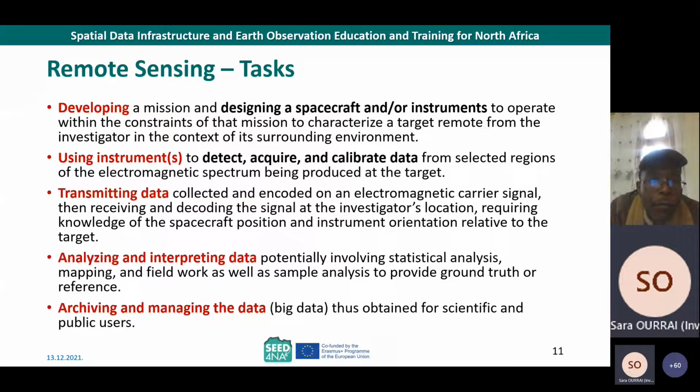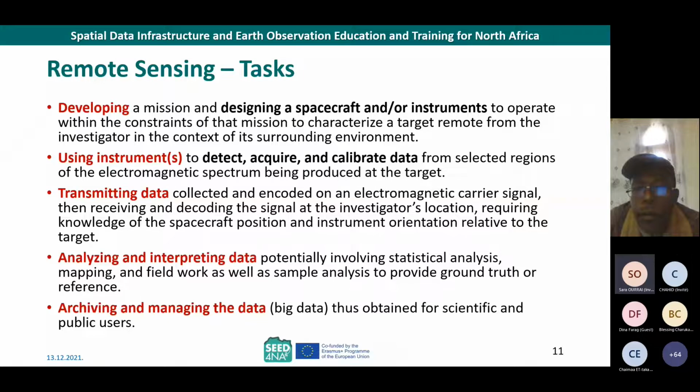So the task is using the instrument to detect, acquire, and calibrate the data. So acquire the data, calibrate it, and detect the objects and phenomena in it, for selected regions of the electromagnetic spectrum, and another term which I will share with you later on, being produced at the target. Then transmitting data. All data collected in a sensor needs to be transmitted to the Earth, to the user, and it needs to be encoded on an electromagnetic carrier signal. So that's also one part of remote sensing.